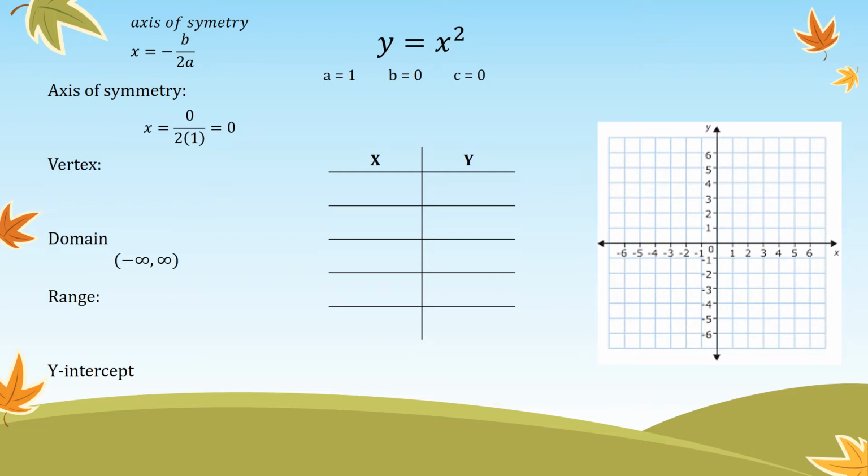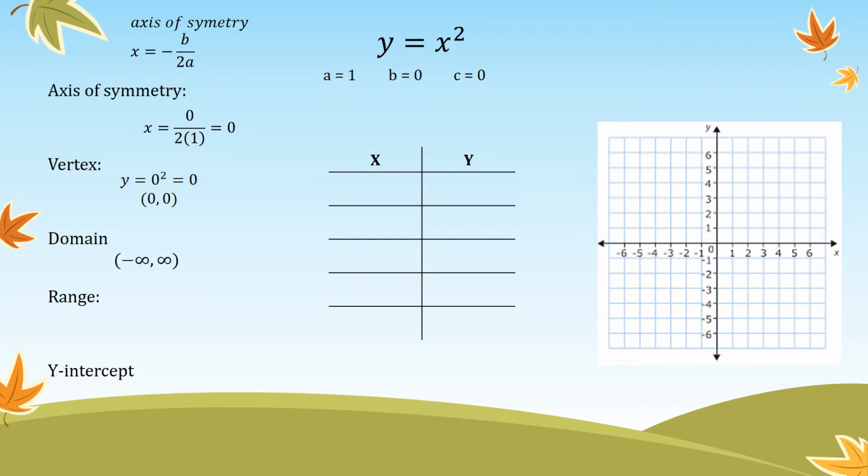Recall, to find our vertex, we take that x value and put it back into the equation. So then we get y is equal to 0 squared. So the y-coordinate of the vertex is 0, which makes the vertex 0, 0. Remember, it's x, y: the axis of symmetry, and then the y-coordinate of the vertex. For all quadratic equations, the domain will be negative infinity to infinity.